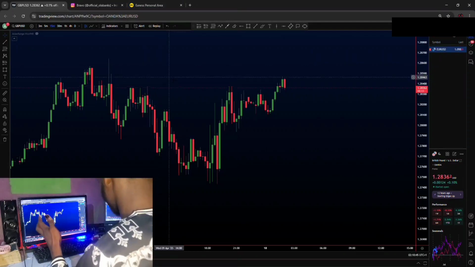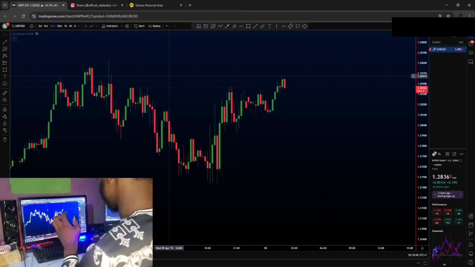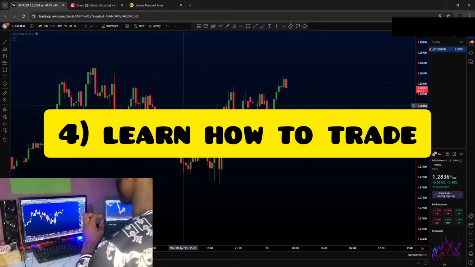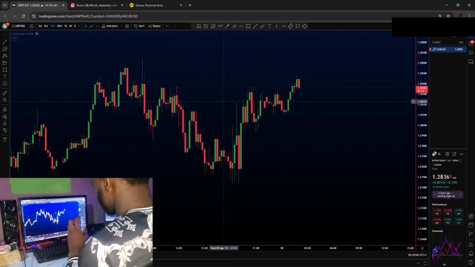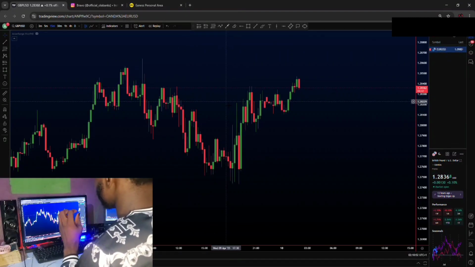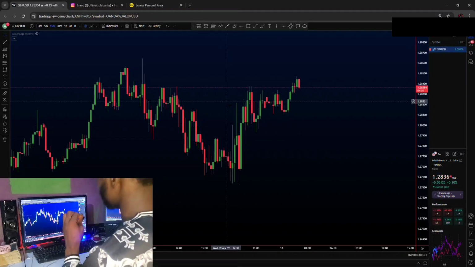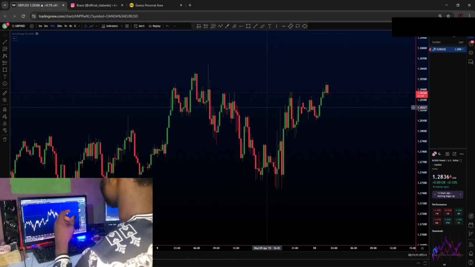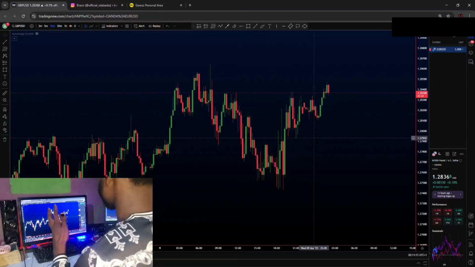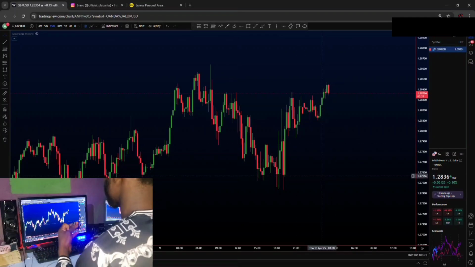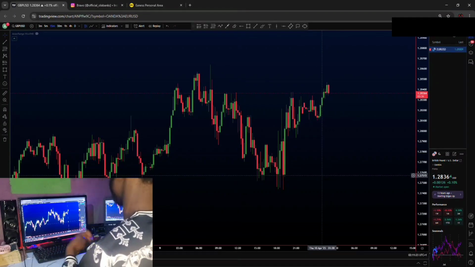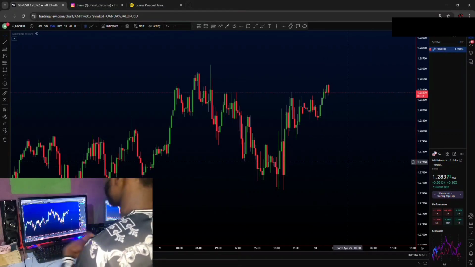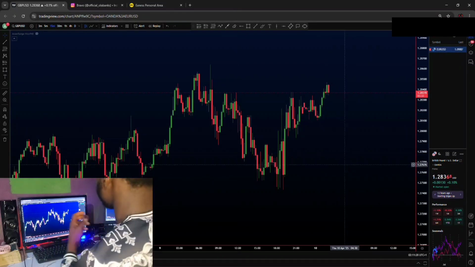Now this leads us to number 4, which is learn how to trade. This is the part I know most of you really need. So let's just go straight to the point. I'll be teaching you guys how to make simple analysis with our popular strategy using trend line, support and resistance, and other basic things. So this is GBP/USD.